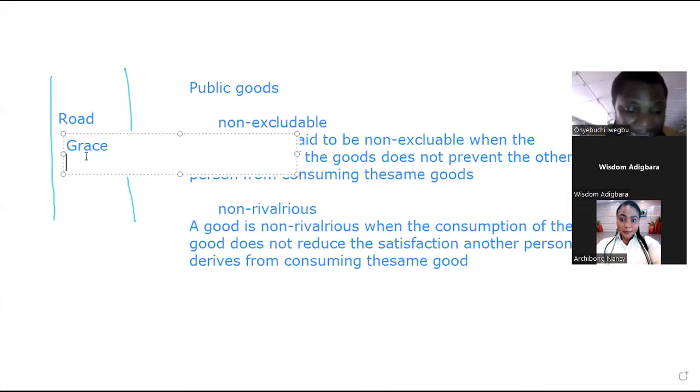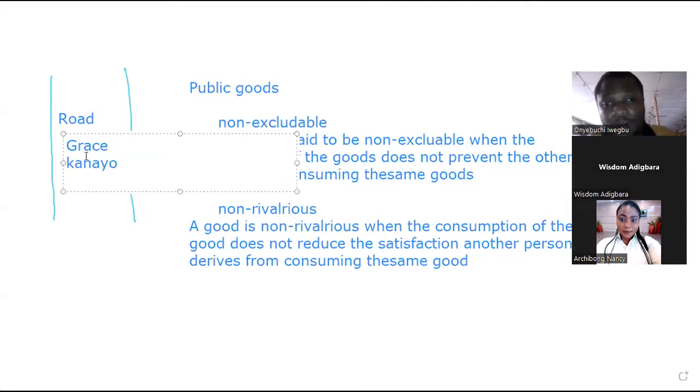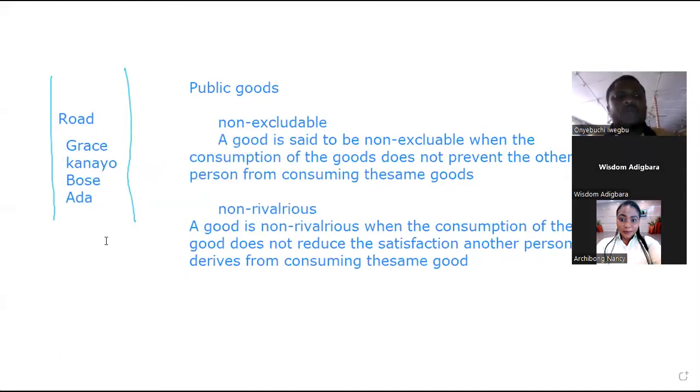Kanayo can drive on that road, nobody will stop Kanayo. Bosse can drive, nobody will stop. Ada can drive on that road, nobody will stop. So these people can use that road. I'm driving, you can't stop me. Me using that road does not prevent the class governor from using the road. That is why that road is a public good.